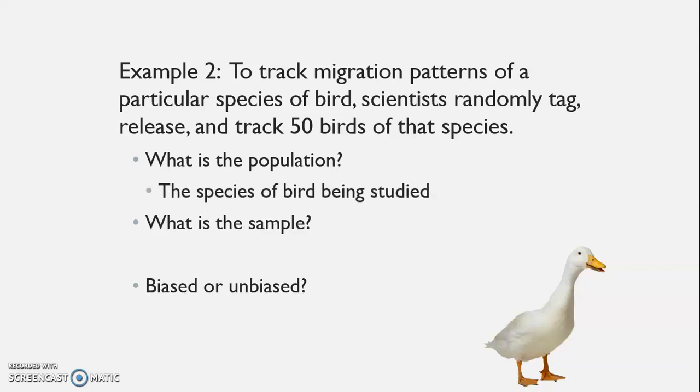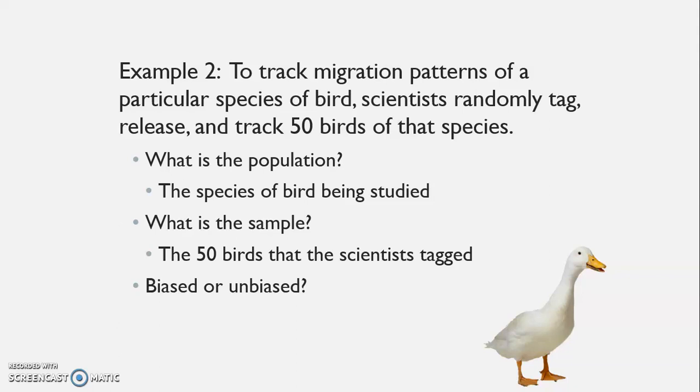Okay, so the population here would be the species of bird being studied. I think it's a goose here. I'm not entirely sure, but it looks like maybe a goose. I don't know birds very well. But that would be your population, right? Every goose. Your sample then would be the 50 birds that the scientists tagged, right? Because that's where they're actually getting their data from.